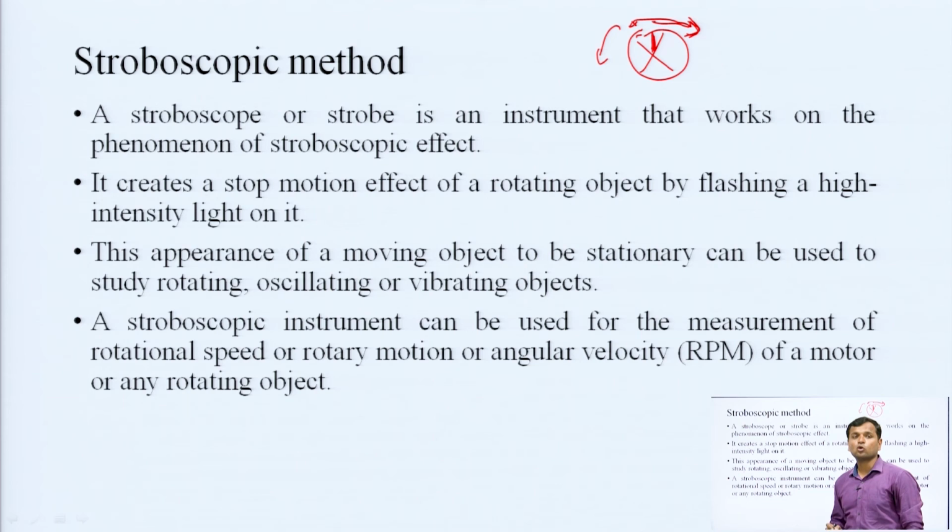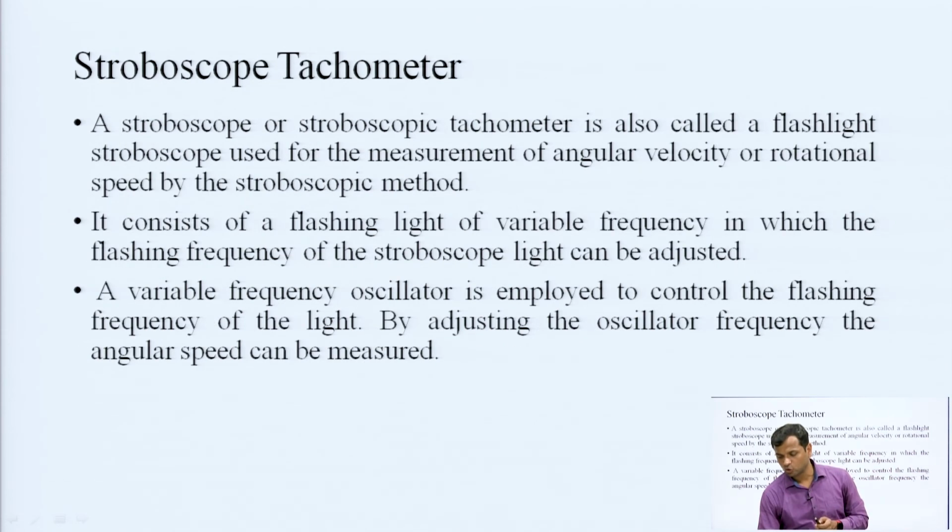Okay. So, in the stroboscopic method, when the marks will be seen stable, that will be the basic principle, and we will see that in the construction diagram. This appearance of a moving object being stationary can be used to study rotating, oscillating or vibrating objects. The basic stroboscopic instrument can be used for measurement of rotational speed or rotary motion or angular velocity, RPM, of a motor or any rotating object. So, that will be the basic stroboscopic method.